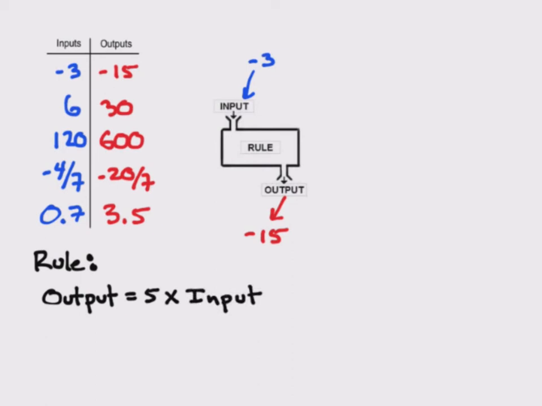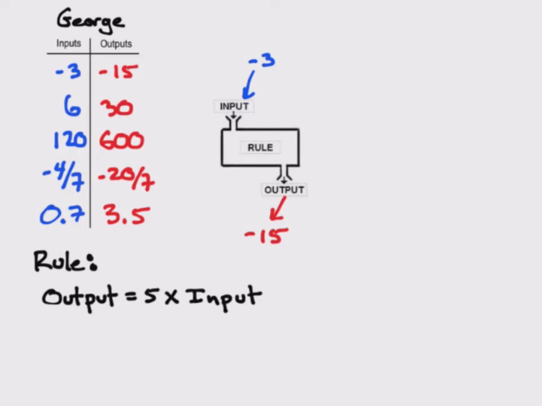Let's give this rule a name. Let's name this rule George. So the rule George says that to find the output, take the input and multiply it by 5. Now note, every single time we put in an input, we get exactly one output. It's never the case that for one input, we get 2 or more outputs. So George is a function in this case because every input has exactly one output.